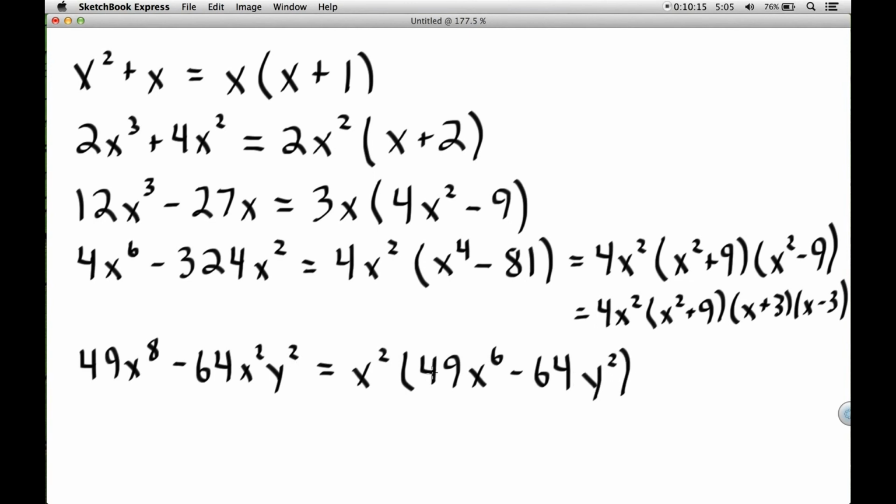And what you should have noticed is that 49 and 64 are perfect squares, meaning we can take the square root of them and get whole numbers. This minus sign is here as well, so we have all the tools that we need in order to apply the a squared minus b squared formula. So we have our x squared on the outside, and now we take the square root of both of these. This will be 7x cubed, and this will be 8y. And then 7x cubed minus 8y.